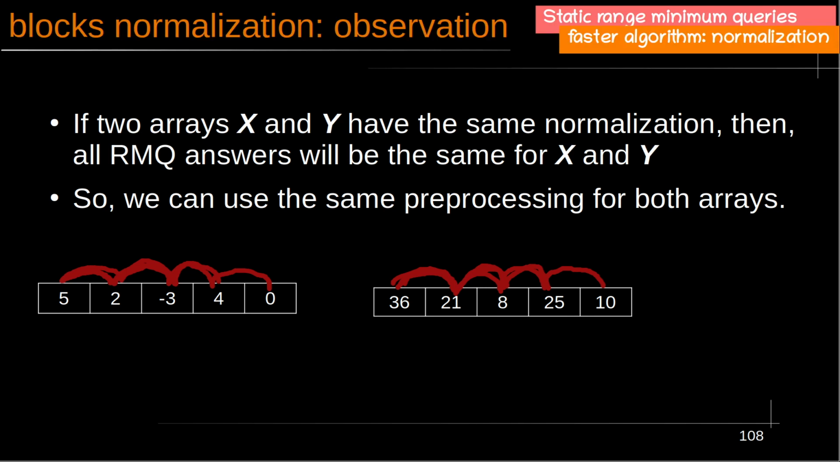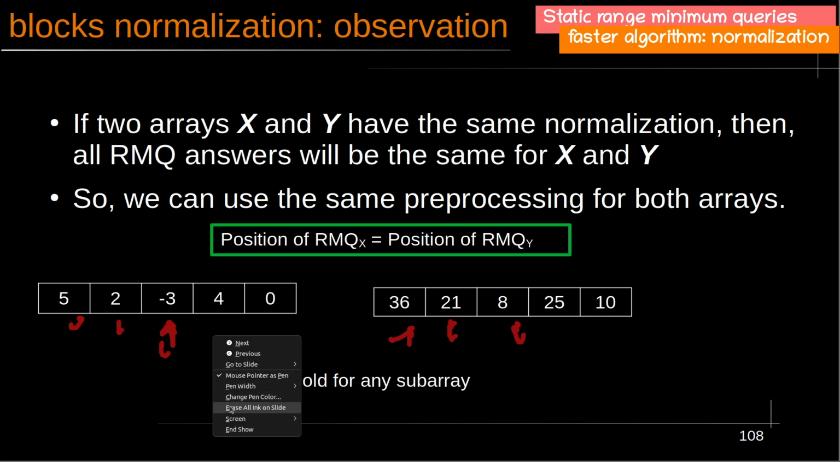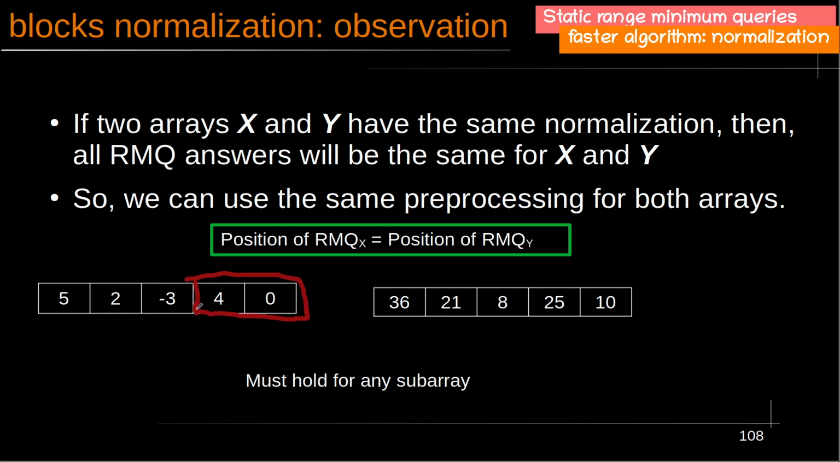So we can say, why not, that the answer of the RMQ of the array X is equal to the position of the RMQ of the array Y. If this array is X, and this is Y. Let's take an example here. For example, the RMQ on the whole array is at position 2. Same here, the minimum is at position 2 of the whole array: here 8, here minus 3. The minimum of this sub-array, because this property must hold for any sub-array, in this range, the minimum is at position 4. You see, position 4.